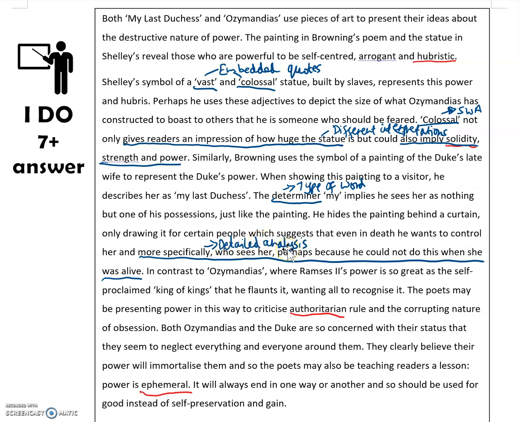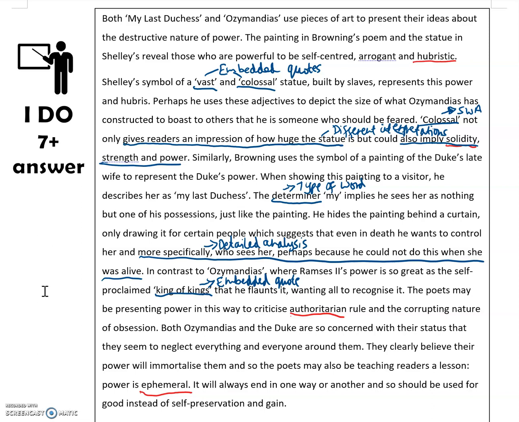We've also got more embedded quotations. So we've got King of Kings. Now embedded means that you're not saying this quote or this is shown in the quotation. Trying to avoid that. To get the higher marks, you need to try to embed your quotation so it's very clear what your ideas are, and the quotations are clear and very short as well.